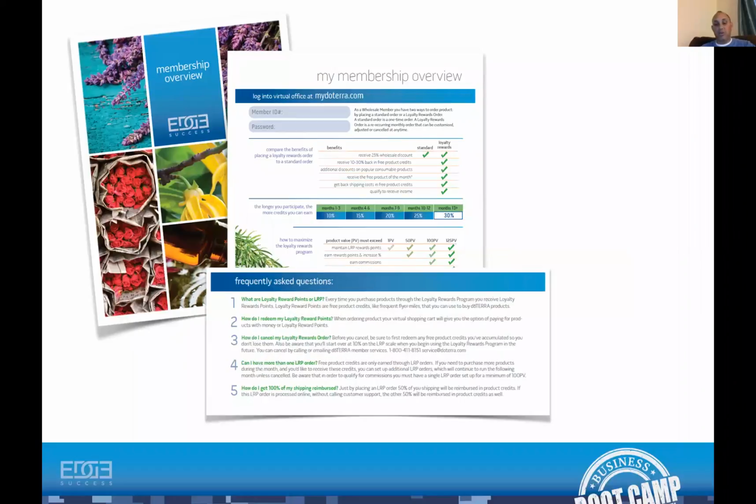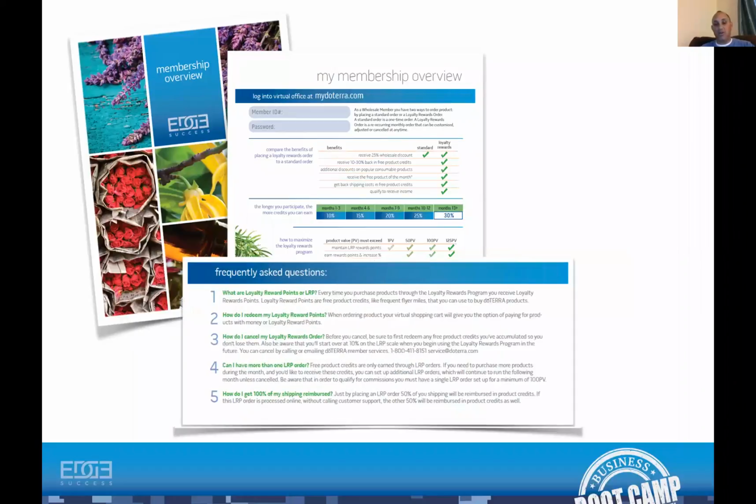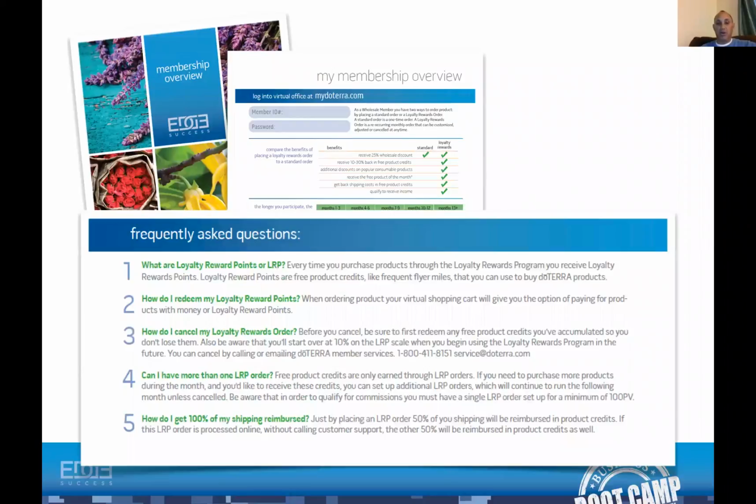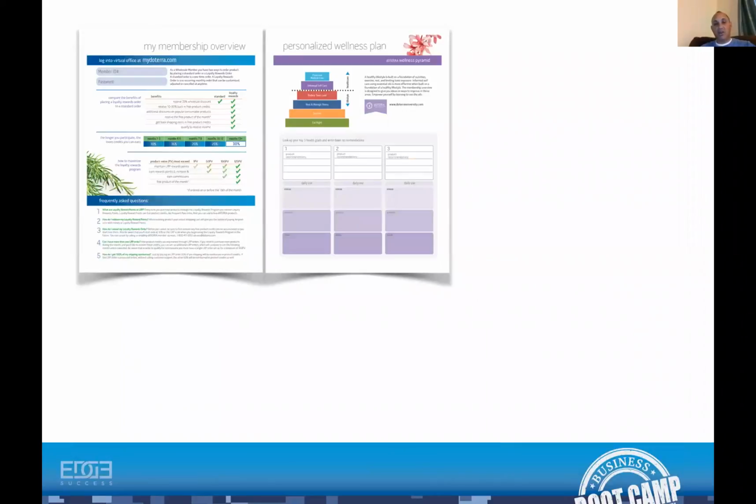Okay, those are some of the frequently asked questions. I won't go through all of them here, but it's important to just go through these with people. Let them ask those questions and let that guide the conversation. So on the left there is page 1. Then we start moving into the personalized wellness plan.